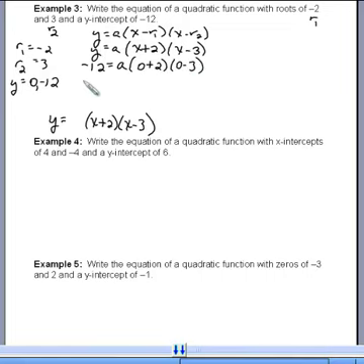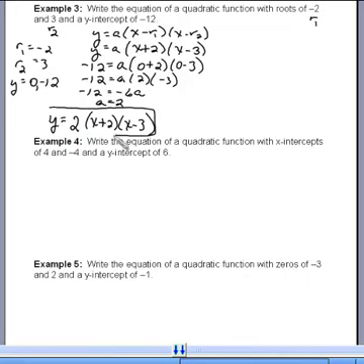Okay, so now we have negative 12 is equal to a times 2 times negative 3. Negative 12 is equal to negative 6a. So a is equal to 12 over negative 6, or positive 2. And so that positive 2 goes right here where a would go, and then that's our equation that meets the criteria given in example 3. So if you're given the roots, you can use this root form to help you discover the equation.